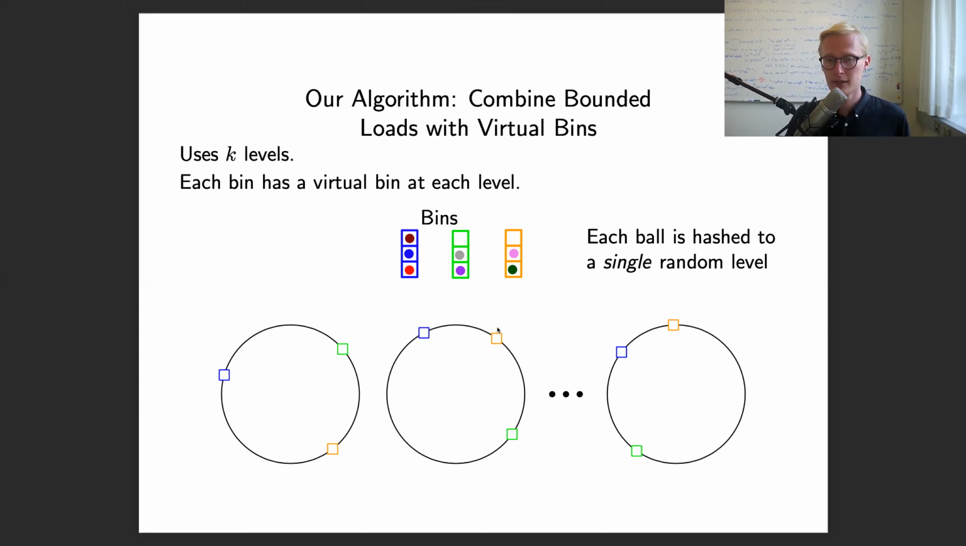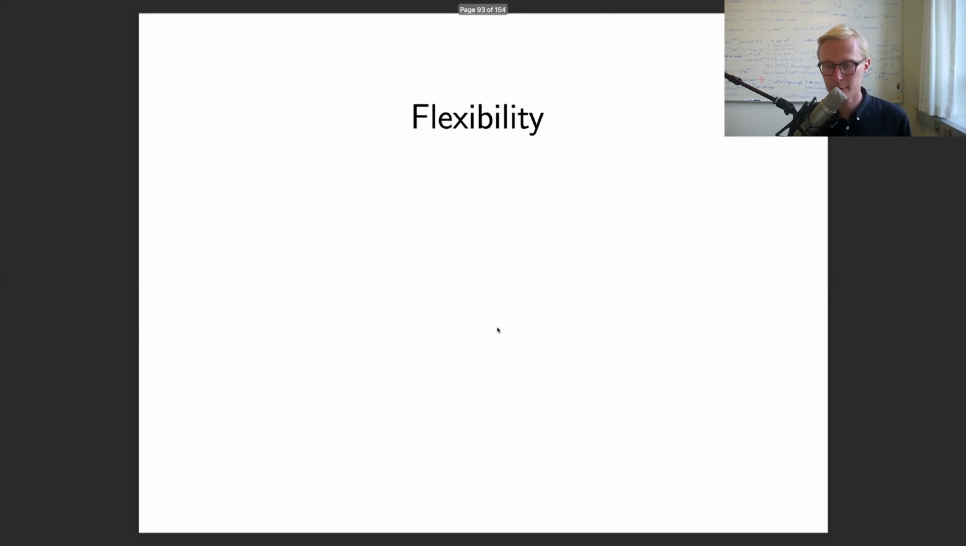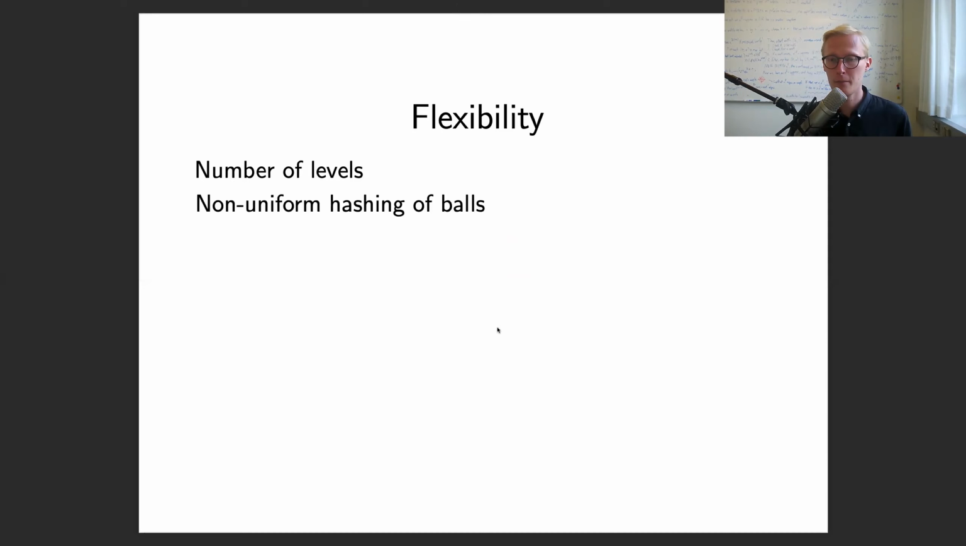So I'll get back to in a moment some more details about this data structure, but let me start out by talking a bit about its flexibility, or two parameters you can adjust. And the first one is the number of levels. We can choose the number of virtual bins, k per bin, but we can also make the hashing of the balls to the different levels non-uniform.